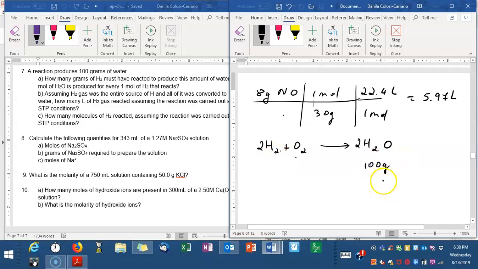So 100 grams of this is what you have, what you're producing, and this is 18 grams. So 2 plus 16, this is 1 mole of water, okay? So 100 divided by 18, so you have a 5.56 moles of water.